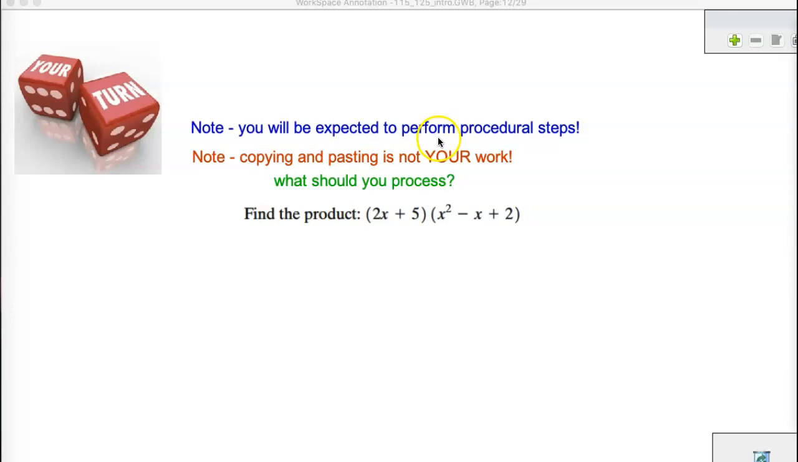All right. Another question. You are expected to perform procedural steps. Again, copying and pasting is not your work. We had problems last semester, so I'm just letting you know we're all aware. So what you're trying to track in those seconds, what is your process? What is this called? What am I doing? This is a product of two binomials, which is an expression or equation.